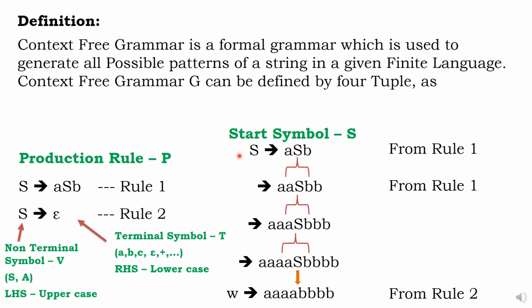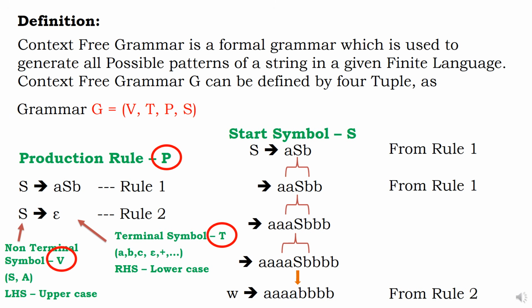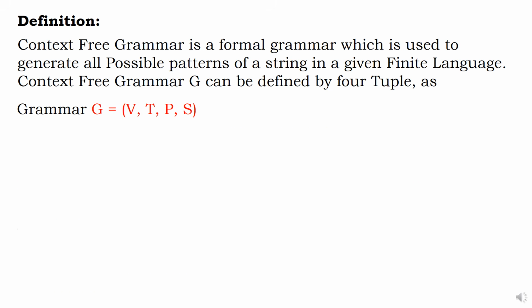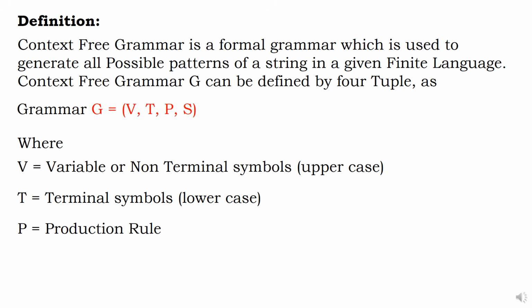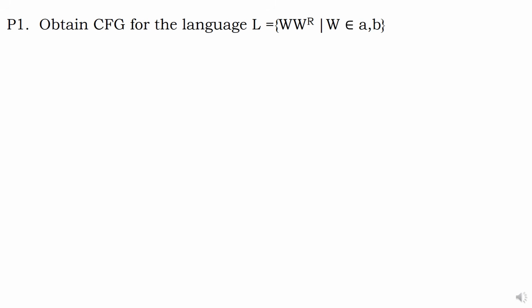What is that 4-tuple? Yes, I hope you got it. This P, this V, this T, this S. The 4-tuple is grammar G equal to (V, T, P, S). V stands for variable or non-terminal. T stands for terminal. P stands for production rule. S stands for start symbol. Now we will write it in the definition. The definition says, where V equals variable or non-terminal, T is nothing but terminal, P is nothing but production rule, and S is nothing but start symbol. Okay, so this is the basic definition of context-free grammar. Through this context-free grammar, I will do some problems in this particular video.